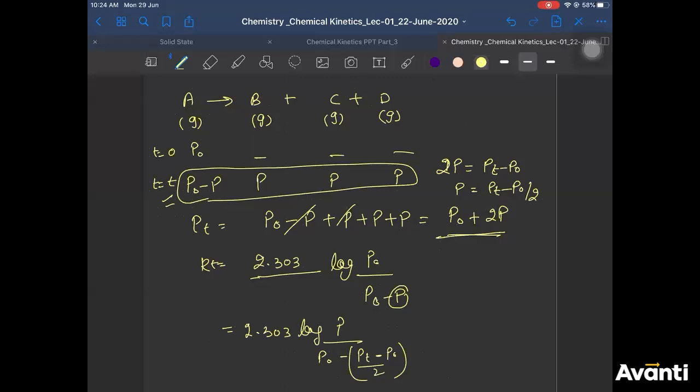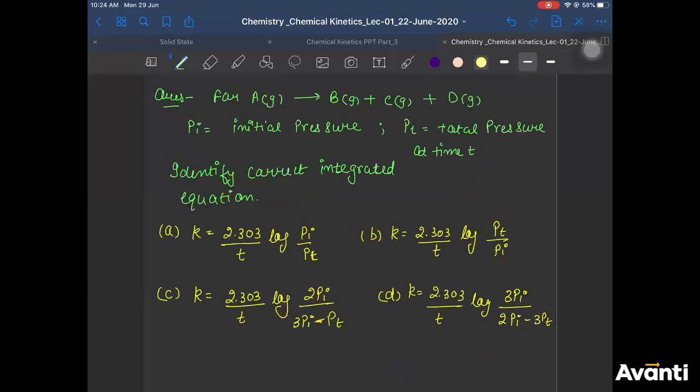P2 is PT minus P naught. Correct, there is a minus sign. Fine. So what do you get here? 2.303 log P naught. So take the LCM. 2P naught will come in the numerator. Right? So 2P naught is there only in one option. That means your answer is C. 2P naught is there in only one option, in the numerator. Answer is C.